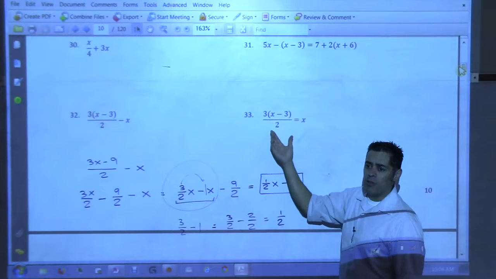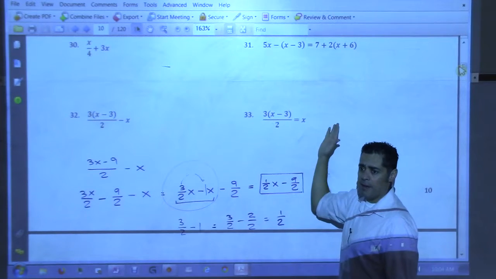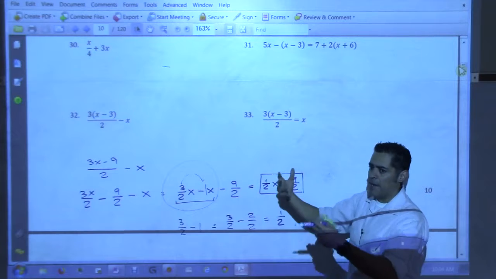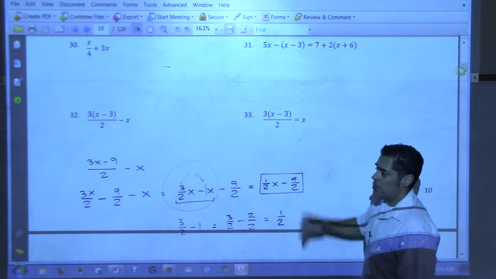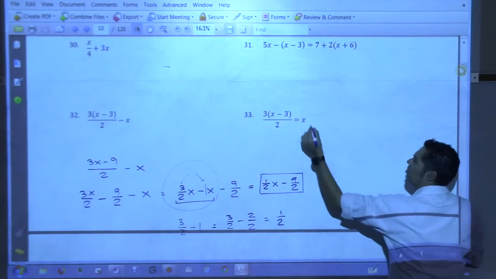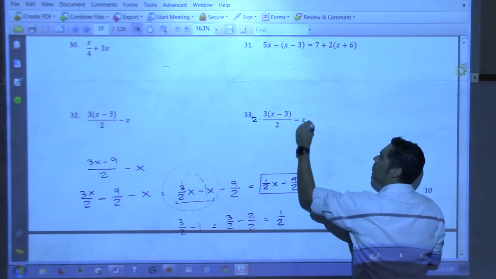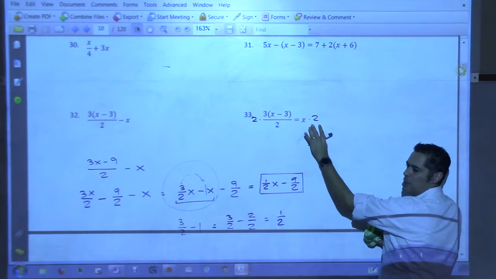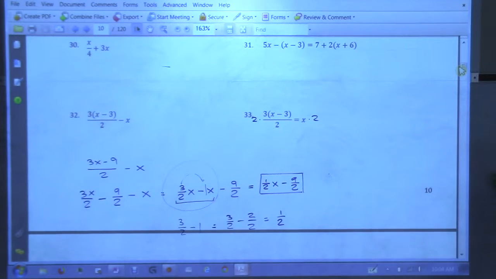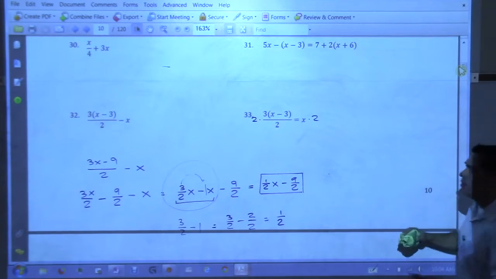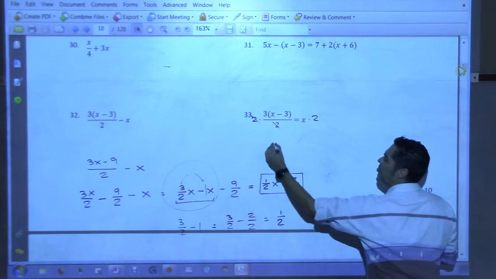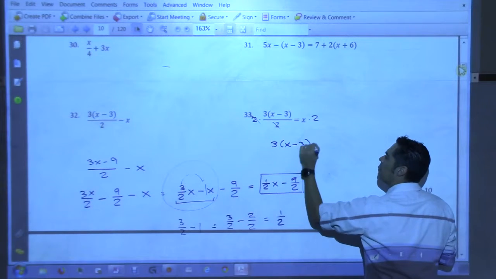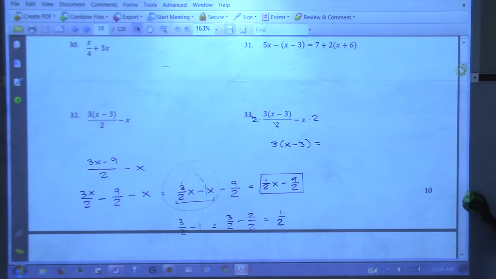It doesn't matter what order you do it. You could distribute first, or you could just multiply both sides by the number. You'll get the same answer. So what number can I multiply both sides by? 2, right? So let me do that. I'm going to multiply 2 here, and on this side I'm going to do the 2 next to the x like that. I know that looks weird, but I'm trying to save some time. So what happens on the left-hand side with those 2's? They cancel. That's the whole point. And so you're left with 3 parentheses x minus 3, and on the right side you're left with what? 2x.